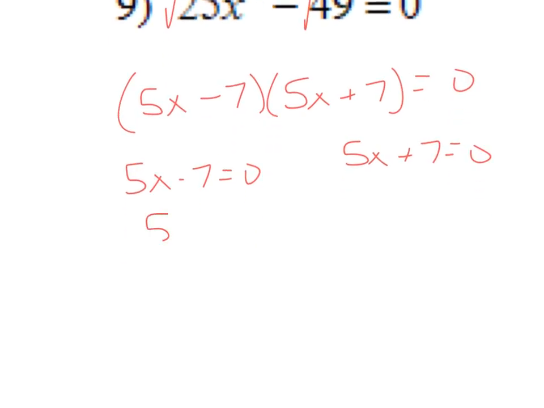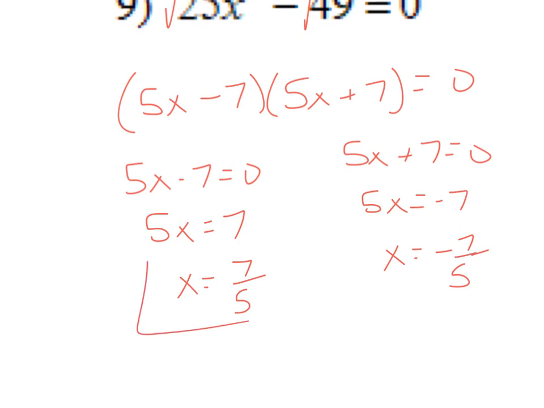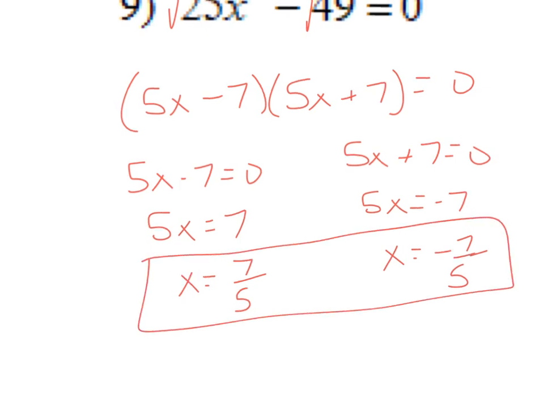I'm going to add the 7 over, and then I'm going to divide and get 7/5. Here I'm going to subtract the 7 over and divide and get negative 7/5. And those are your two solutions.